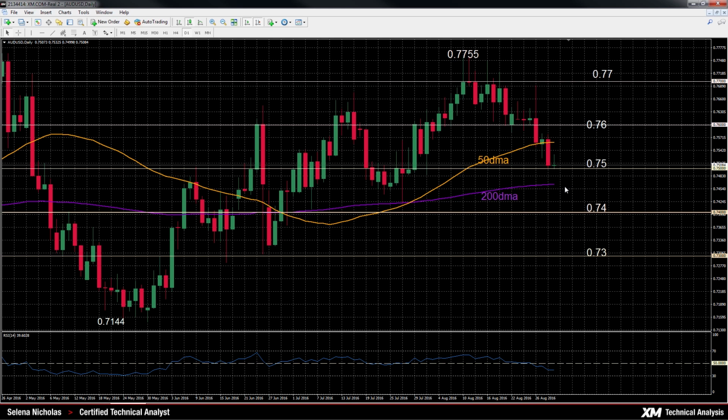That's at 0.7464. The market would need to rise back at least above the 0.76 level to weaken the short-term bearish phase. But if we look at RSI, it's below 50 and it's in bearish territory and still trending down. So more downside is likely.